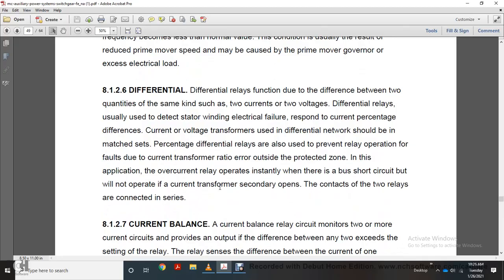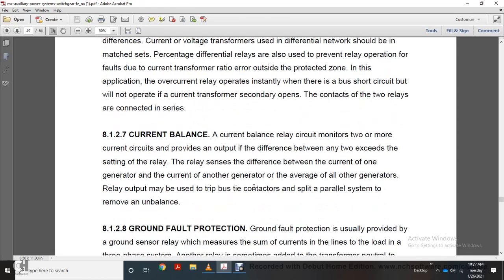Differential relays function on the difference between two quantities of the same kind, such as two currents or two voltages. Differential relays used to detect stator winding electrical failure respond to current percentage differences. If current or voltage transformers are used in different networks, they should be in matched sets. Percentage differential relays are used to prevent relay operation from faults due to current transformer ratio error outside of the protected zone. In this application, overcurrent relays operate instantly when there is a short circuit but will not operate in current transformer secondary open circuits. Contacts of the two relays are connected in series.